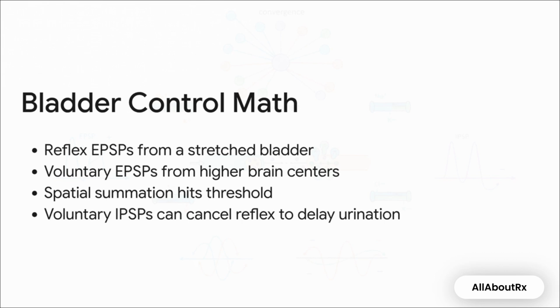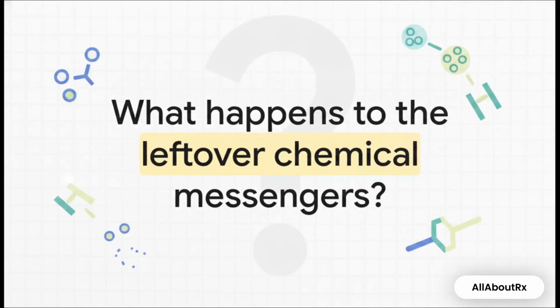Conversely, if you need to hold it, your brain sends voluntary IPSPs down the line. These can actually cancel out the reflex EPSPs from the stretched bladder, keeping you comfortable until you can find a restroom. It is literally biological calculus happening inside you in real time. But this perfectly timed system begs a really important question. Once that precise chemical message is delivered and the math is done, what happens to all those leftover chemical messengers floating around in the synaptic cleft?